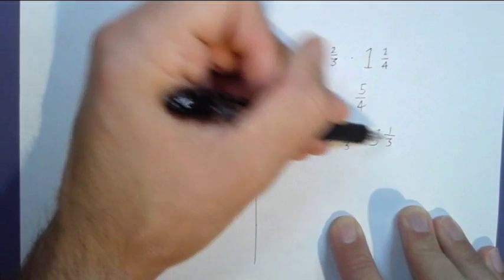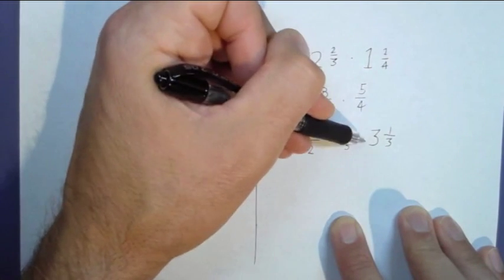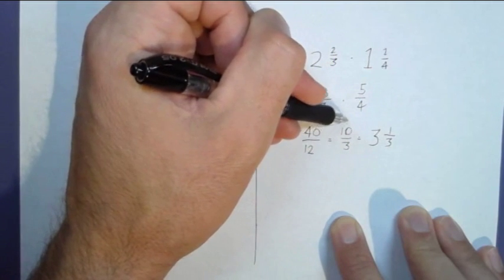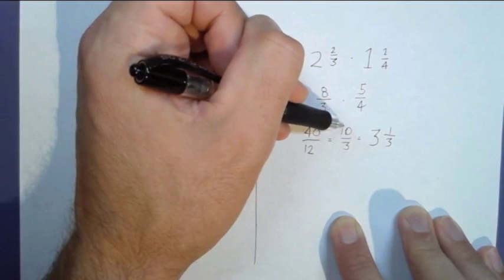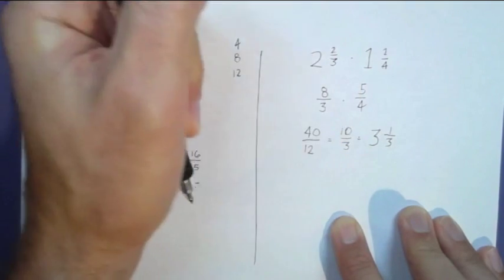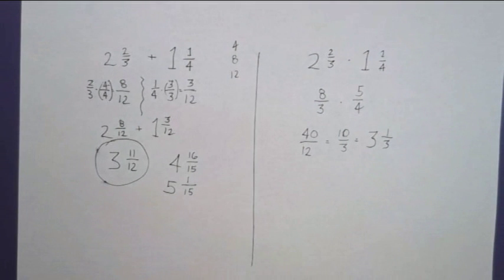So we can go back and forth from an improper fraction to a mixed fraction. I think it's easier to go from mixed to improper, and you can do that to check, to make sure you didn't make a mistake. 3 times 3 is 9, plus 1 is 10, and that works. So there is multiplying and adding mixed fractions.